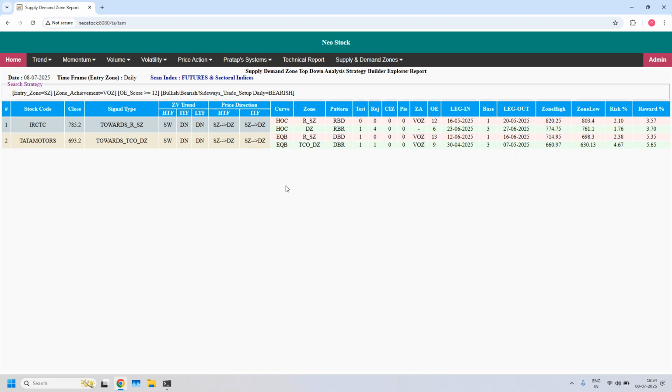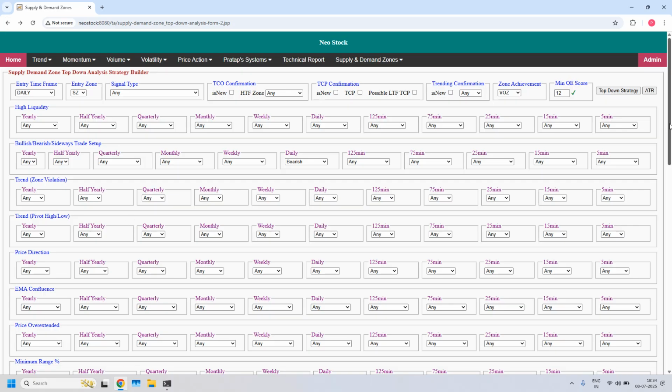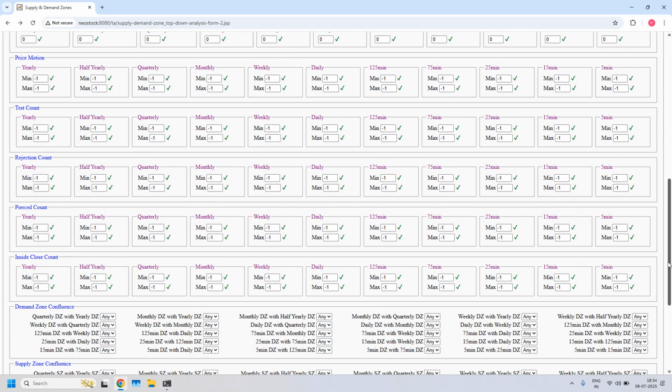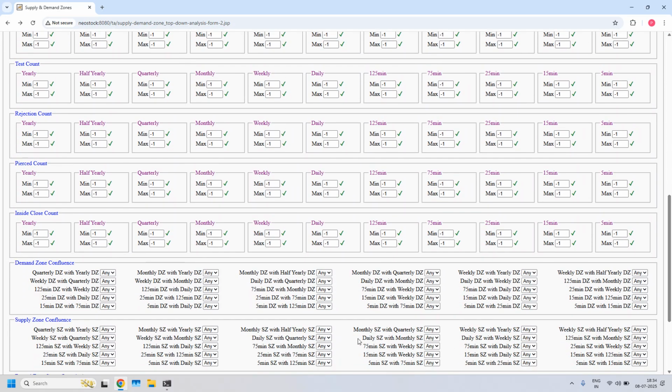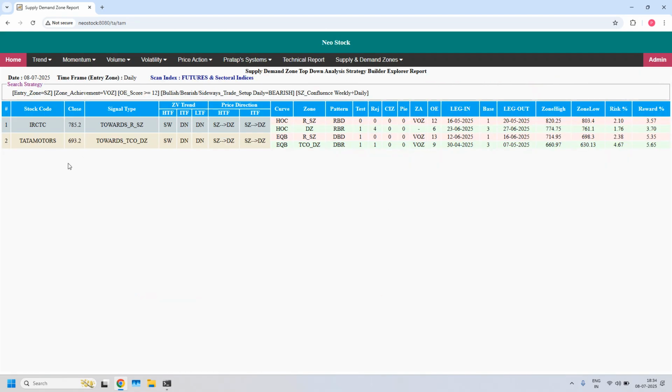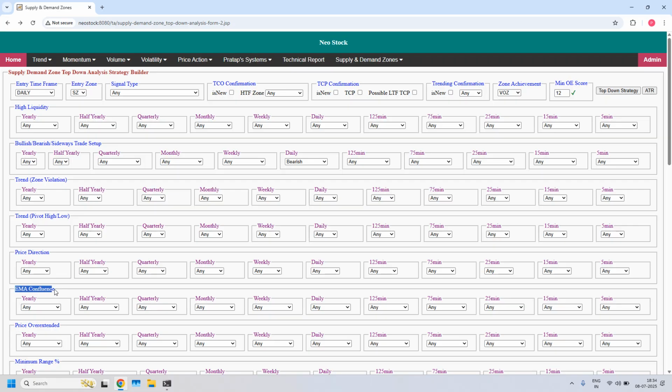Let's verify out of these 2, they are having any zone confluence, supply zone confluence. That is the daily supply zone with weekly supply zone confluence. By enabling the filter, both stocks we got. And the weekly trend is down. Let's further filter with weekly EMA confluence. Weekly supply zone with weekly EMA confluence.